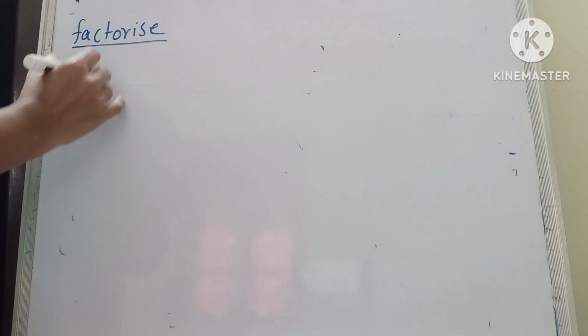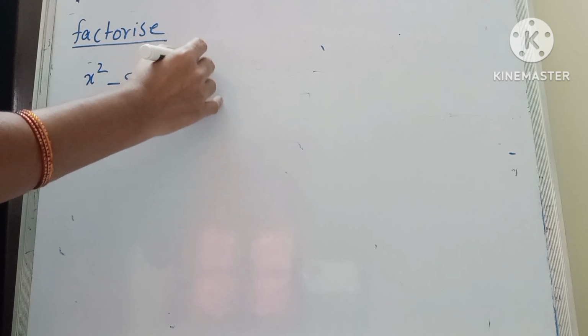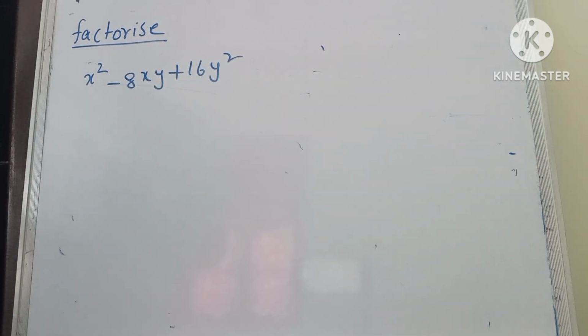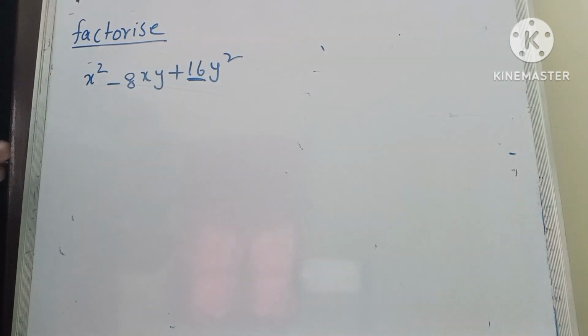Factorize x square minus 8xy plus 16y square. So this is looking like, is this a perfect square trinomial?